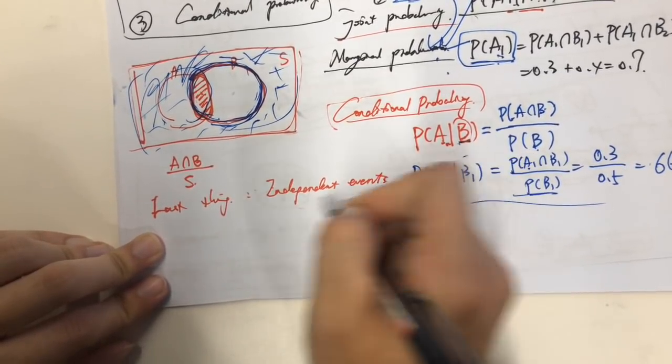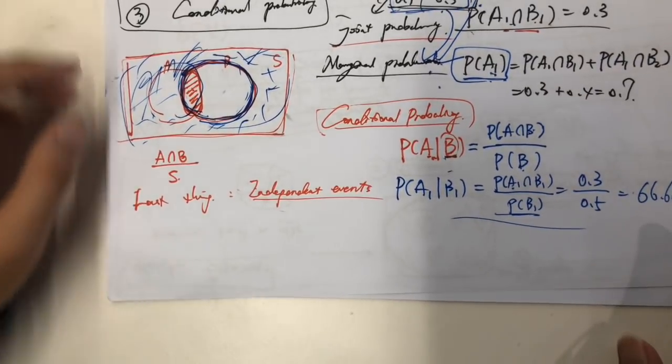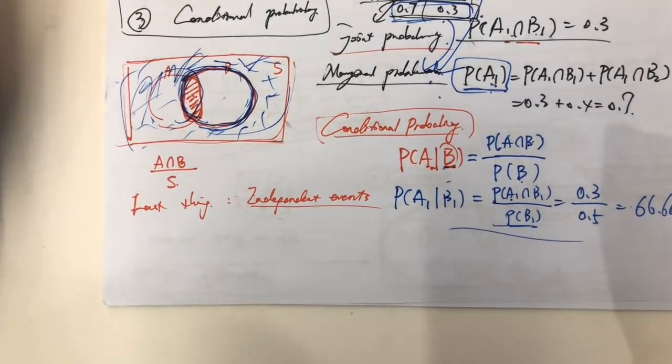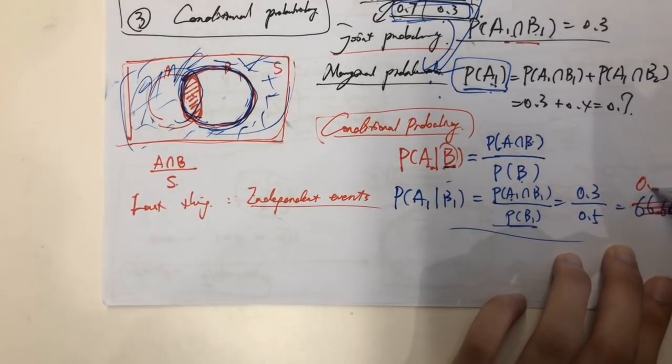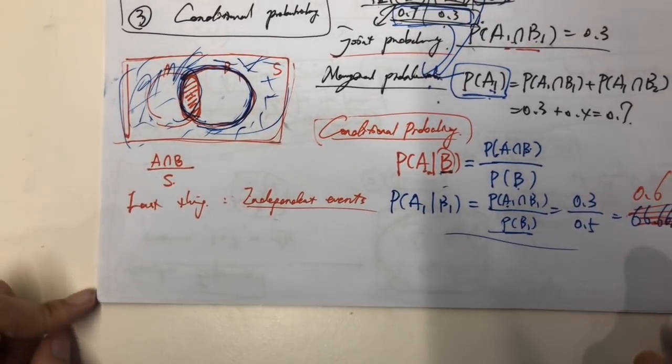For independent events, we're going to have, oh really? Oh gosh. Sorry, I'm probably too hungry. Yeah, it's 0.6. I am so stupid.